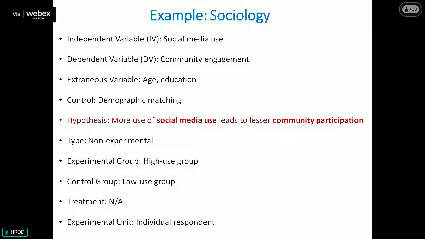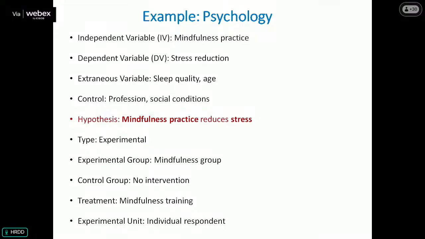This is non-experimental, meaning we are not giving any manipulation. We are not manipulating anybody. You are allowed to do what you are doing. These are the examples. For experimental, there are two groups, as I told you: experimental group, high use group; control group, low use group; treatment, nothing; and the individual respondent is the lowest unit. The highest unit is 50, 40 participants. These are just examples I wrote, so you do not have to study them for the exam.